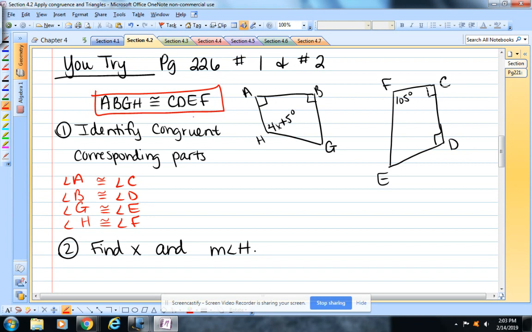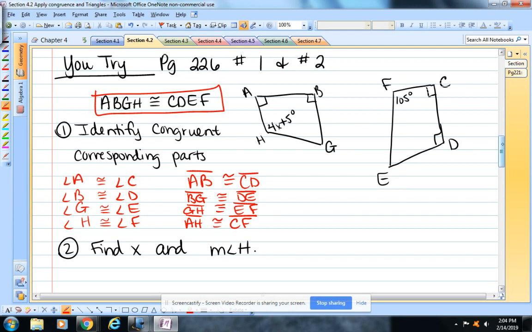Let's do the same thing with segments. We got corresponding angles and we also have corresponding sides. So first one, AB is congruent to what segment? CD. BG is congruent to what segment? DE. DH is congruent to what one? EF. And then first and last, AH is congruent to CF. Y'all get those for number one? Now remember, quadrilaterals have 4 angles and 4 sides, so corresponding parts need 4 sets of angles and 4 sets of sides. Got it? Y'all get those?